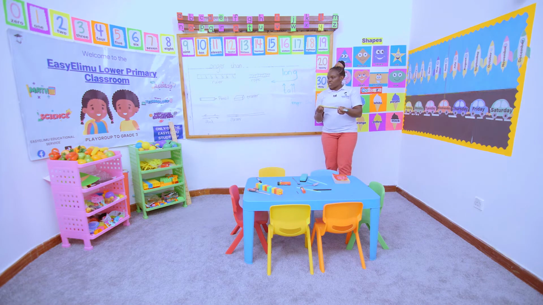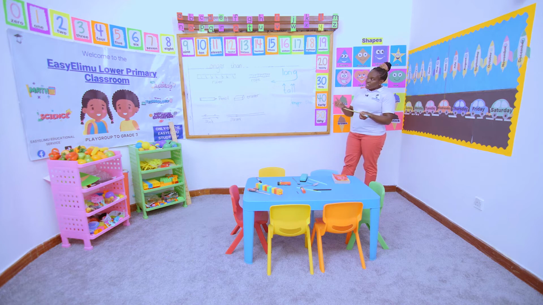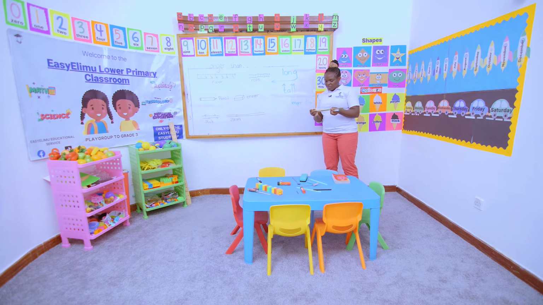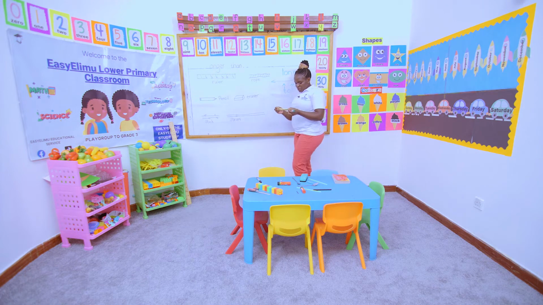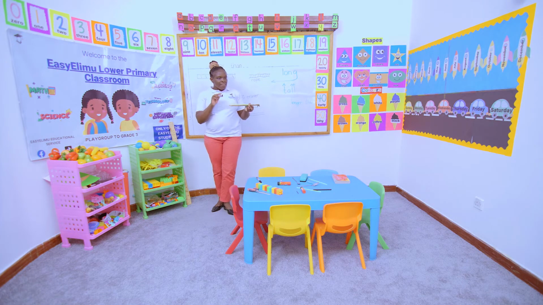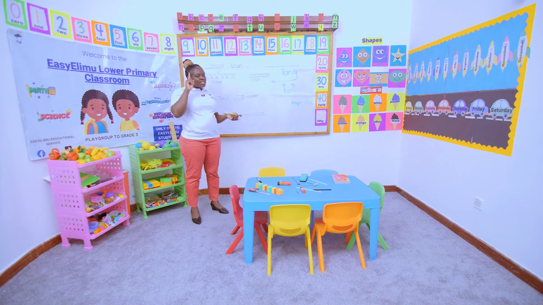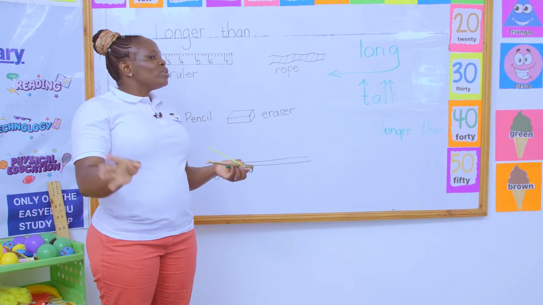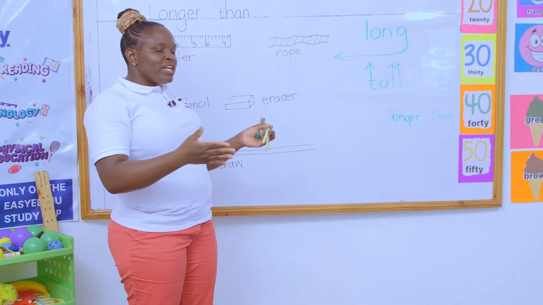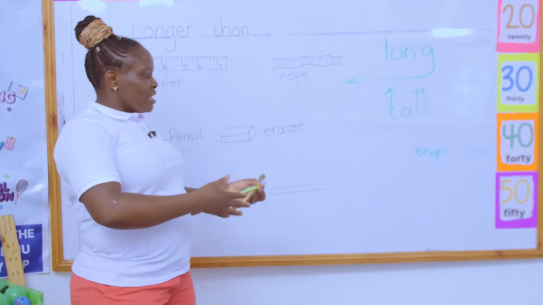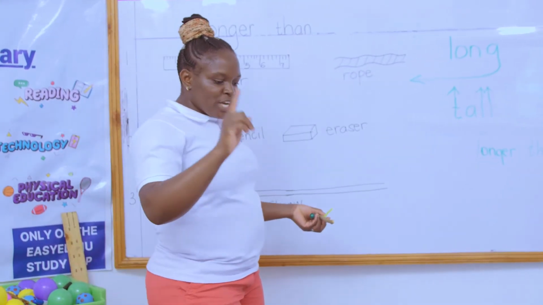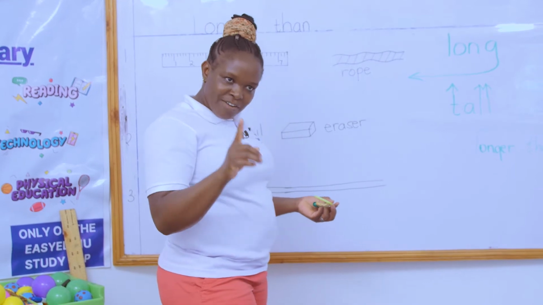Now, I forgot to tell you something. There are rules that govern measurement, rules that will always help you to have accurate answers when you're doing measurement. These are some of the rules. When you're doing this measurement topic, make sure you choose the correct things to use. Don't just pick anything. Depending on the distance you want to cover, depending on what you want to measure, make sure you choose the correct thing for measurement.